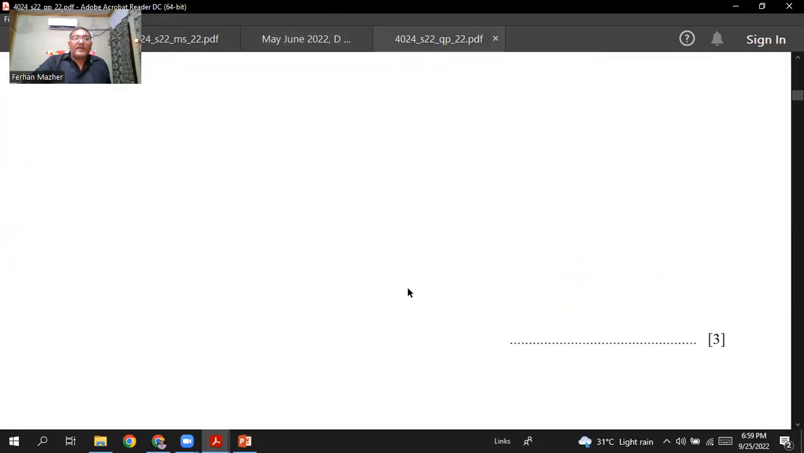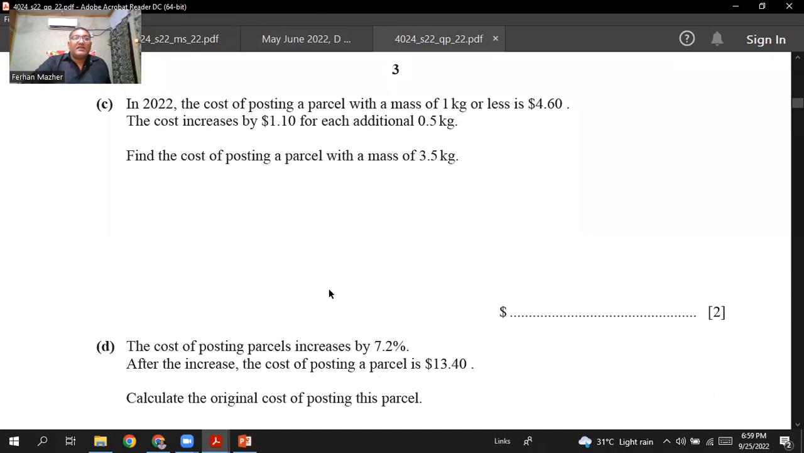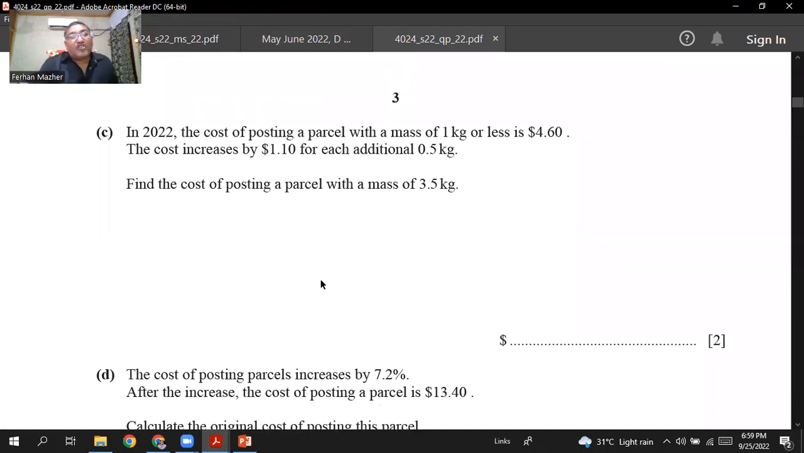Okay, now we are going to the next question. He says, in 2022, the cost of posting a parcel with a mass of 1 kg or less is $4.60, and the cost increases by $1.10 for each additional 0.5 kg. So find the cost of posting a parcel with a mass of 3.5 kg.